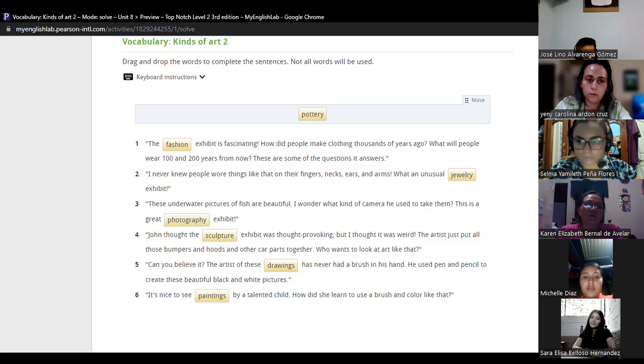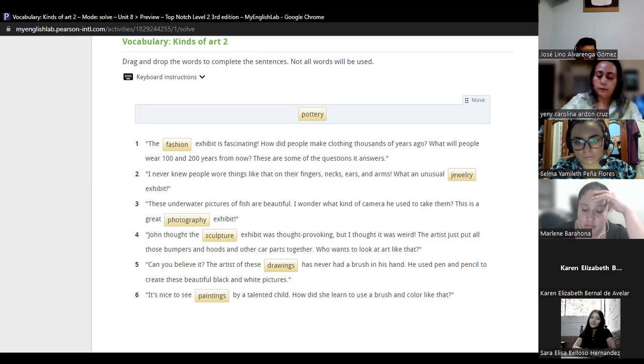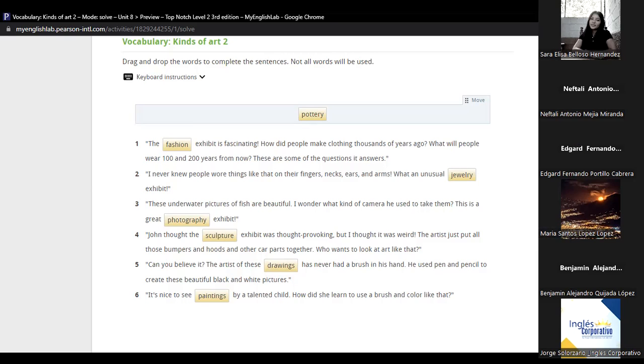Number 5. Can you believe it? The artist of these drawings has never had a brush in his hand. He used pen and pencil to create these beautiful black and white pictures. Thank you so much. Appreciate it. What about you, number 6? It's nice to see a painting by a talented child. How did he learn to use brush and color like that? Thank you so much. Appreciate it a lot.